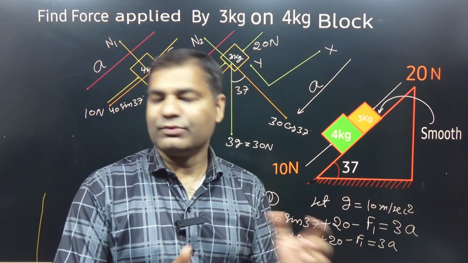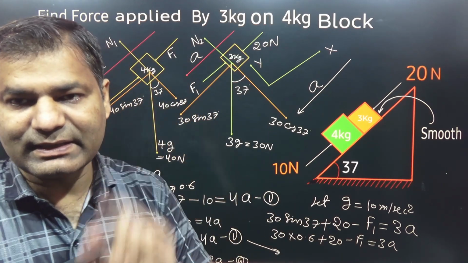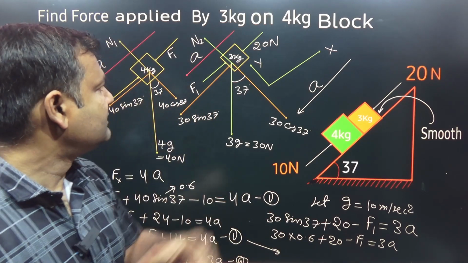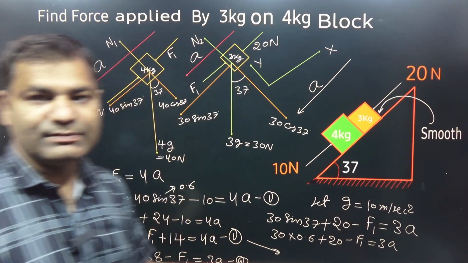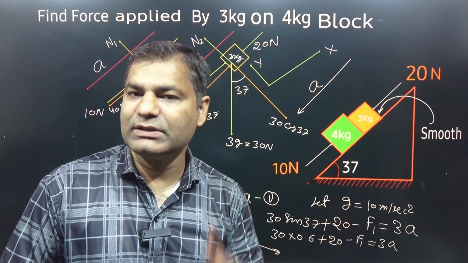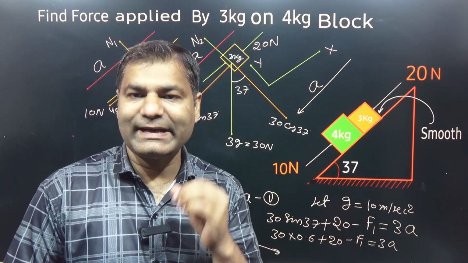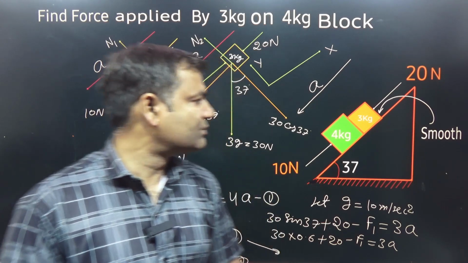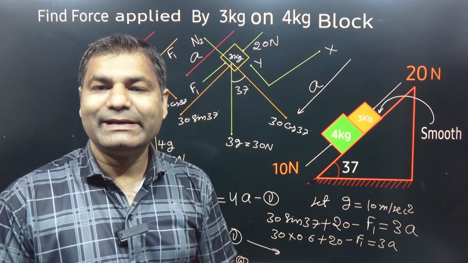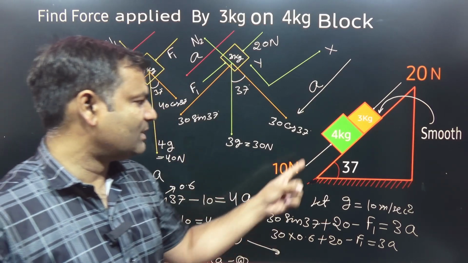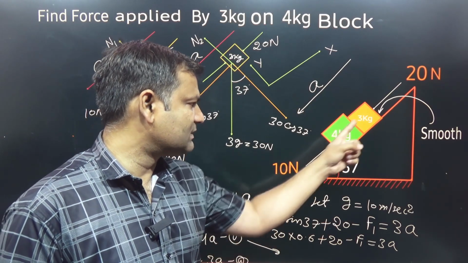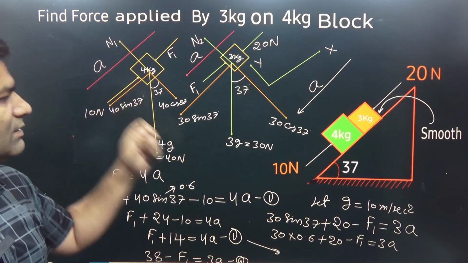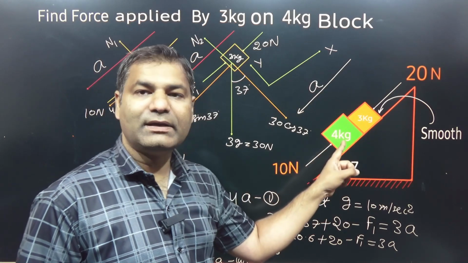So how do we first make the free body diagram? First step, free body diagram of the 3 kg block and the 4 kg block. This one is the 3 kg block and this one is the 4 kg block. When you make a free body diagram, we focus on two types of forces: first, direct contact force, and second, indirect contact force. How many direct contact forces are on the 4 kg block? Simply here, the 10 Newton force, and the 3 kg block applies a force on the 4 kg block.